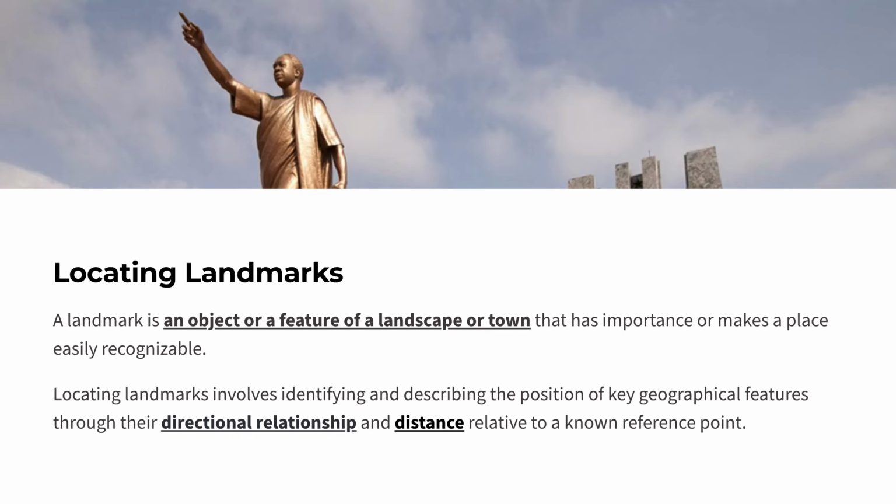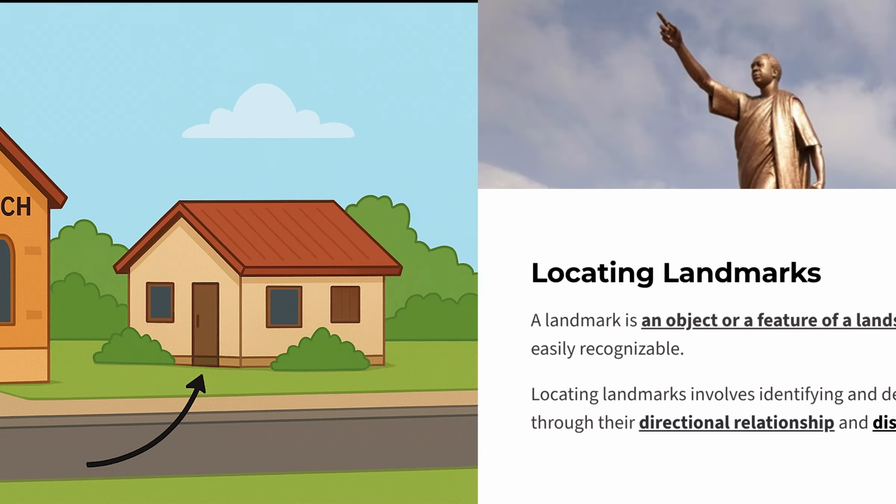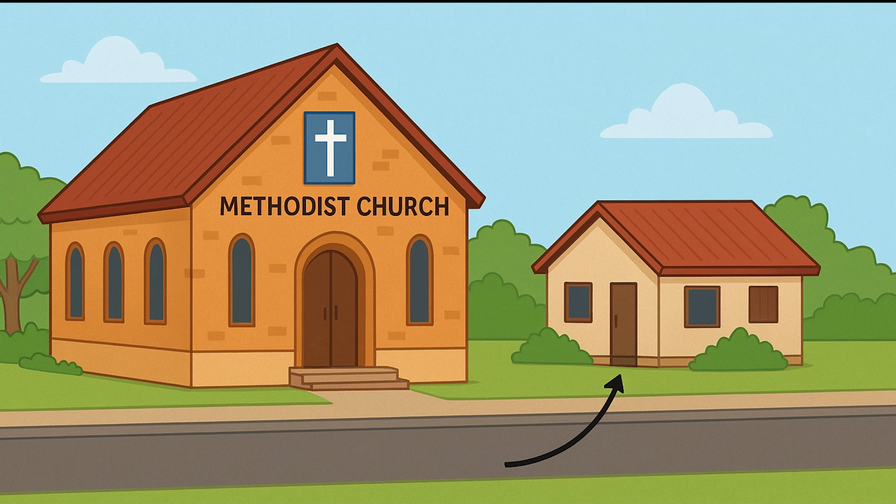Now let's learn how to locate landmarks on a map. A landmark is an object or feature that helps us recognize a place easily. It could be a tall building, a statue, a bridge, or even a school or market that everyone knows. Landmarks make it easier to describe where places are. For example, instead of saying, "My house is near the junction," you could say, "My house is behind a Methodist church." That church becomes the landmark.